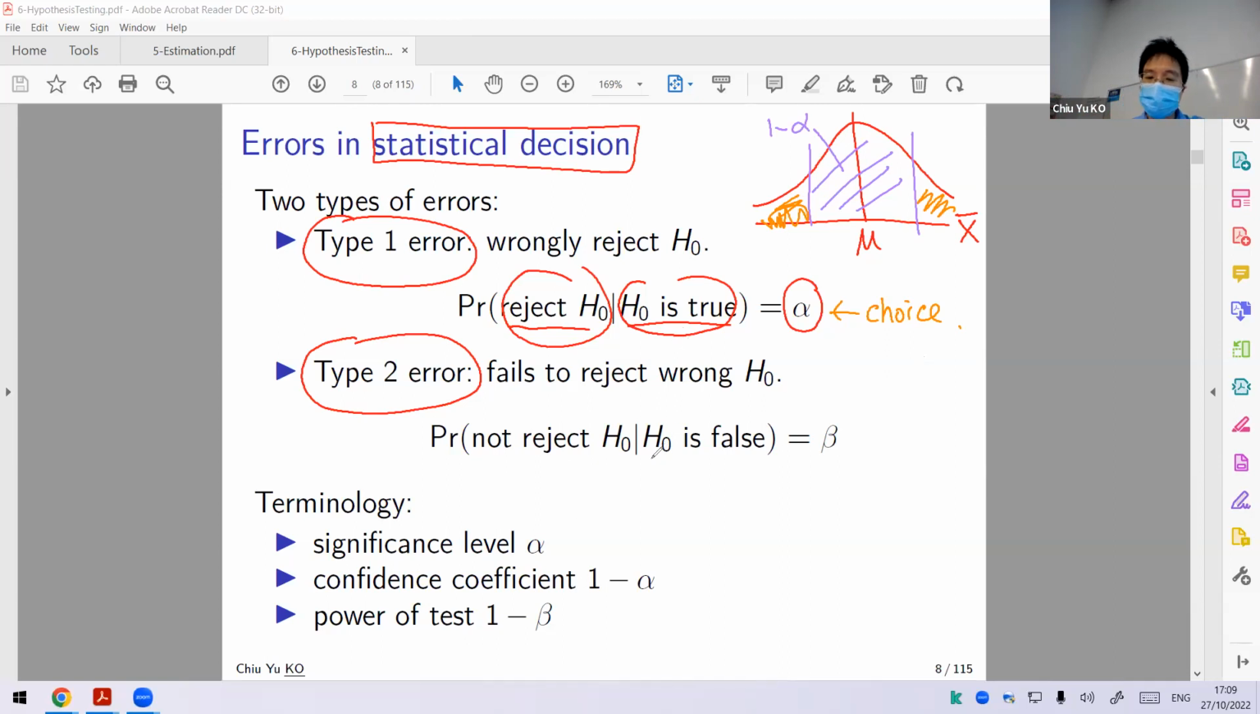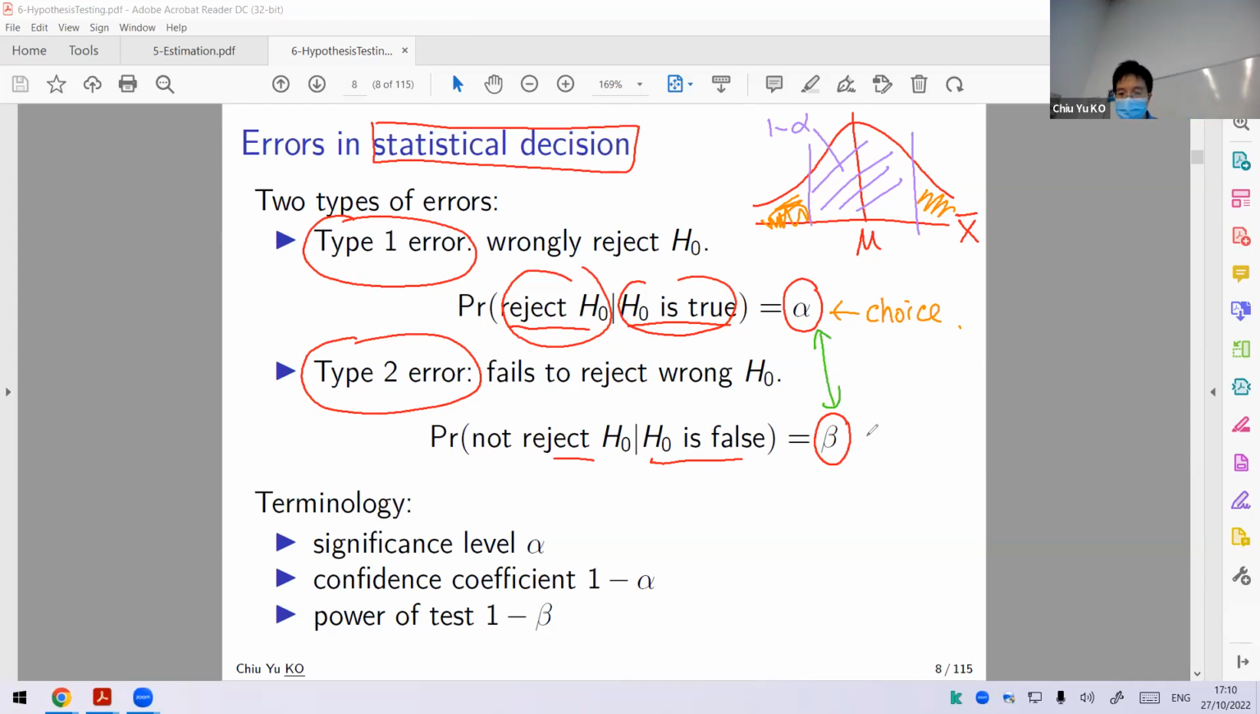The second one, of course, is the reverse case. If the null is false and we fail to reject, that is beta. In some sense, they are a trade-off. By choosing a smaller alpha, we will end up with a bigger beta. So the choice of what you're doing is going to be a trade-off between the two.